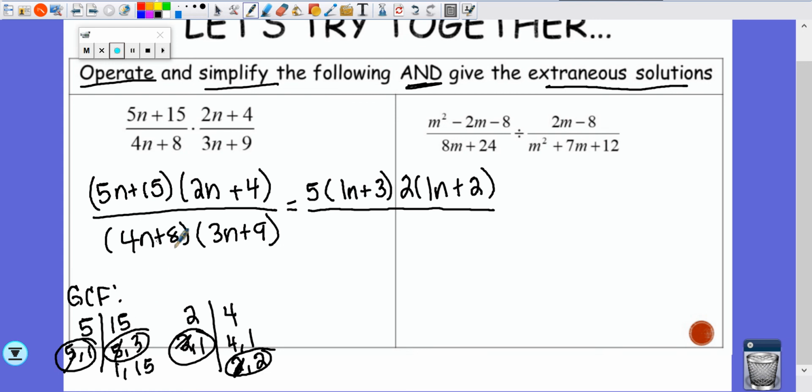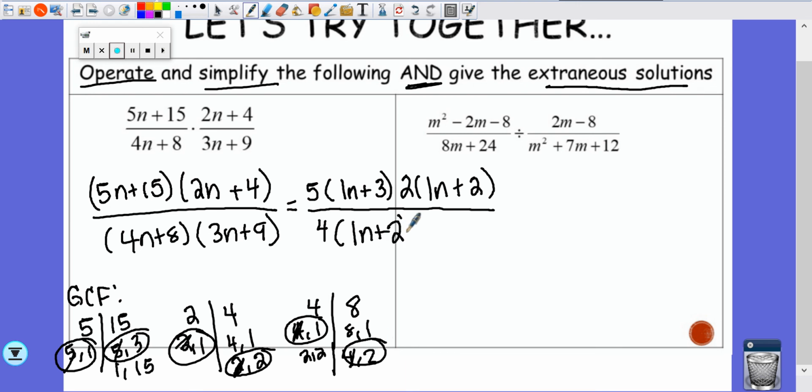So now I need to do the GCF for the bottom. That's 4 and 8. We already know 4, so you get 2 and 2. And for 8, you get 8, 1, 4, 2. And the biggest number they have in common is 2. So here's that pair with both 2 in it. Oh wait, no, I was wrong. The biggest number they have in common is 4, not 2. They have 4 in common, that 4 and this 4. So if I take out the 4 in them both, I'm left with 1n plus 2.